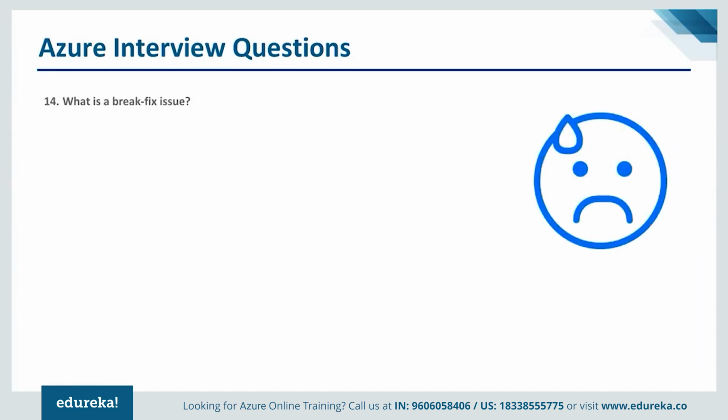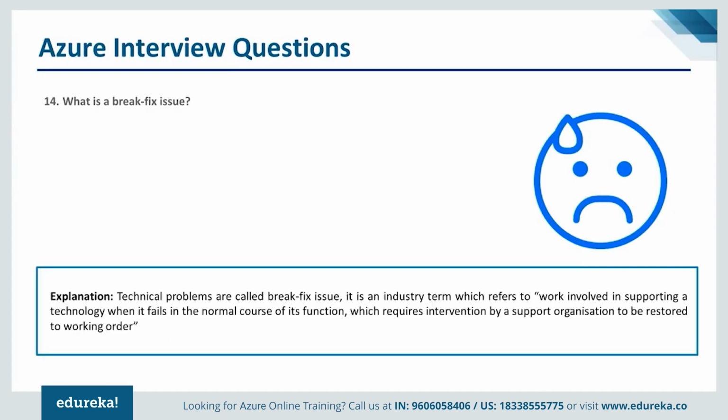Now the question is, what is a break fix issue? A break fix issue is a technical problem, like your environment is running and then all of a sudden a problem comes. That is the break, and fixing that particular problem is the fix, right? So technical problems are called break fix issues. It is the industry term which refers to work involved in supporting a technology when it fails in the normal course of function, which requires intervention by a support organization to restore the service.